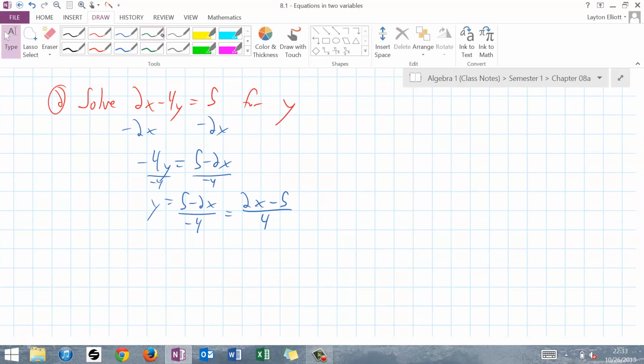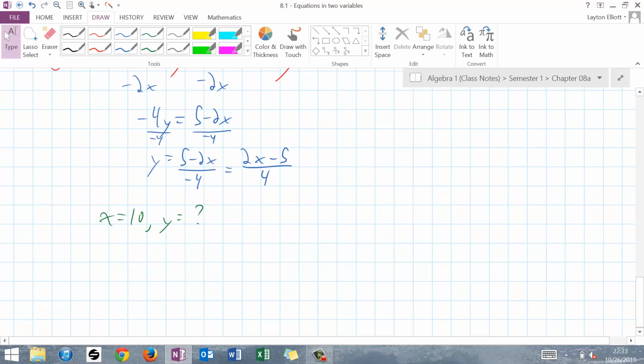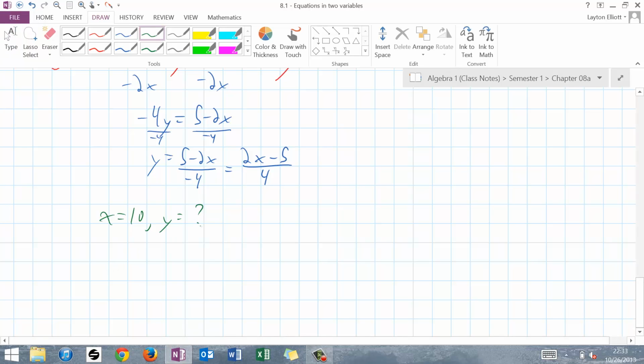And then, as a little sub-problem, what I can do is say, well, what do I get when x is equal to 10, y is equal to what? And I could say, well, that means that (2 times 10 minus 5) over 4 is 15 over 4. So y would be 15 over 4, and that would mean I'd have an ordered pair of (10, 15/4) as one of the possible ordered pairs.